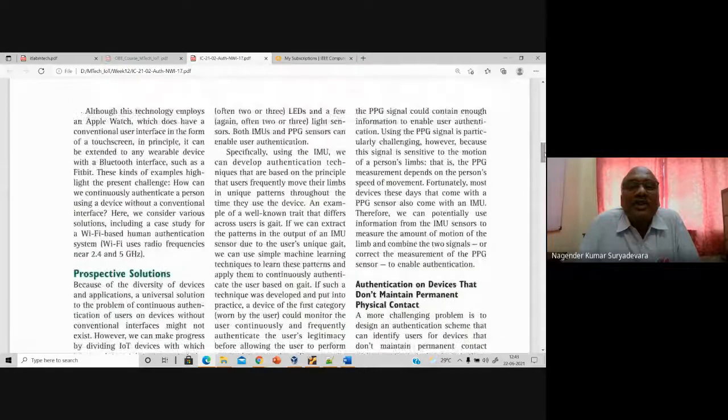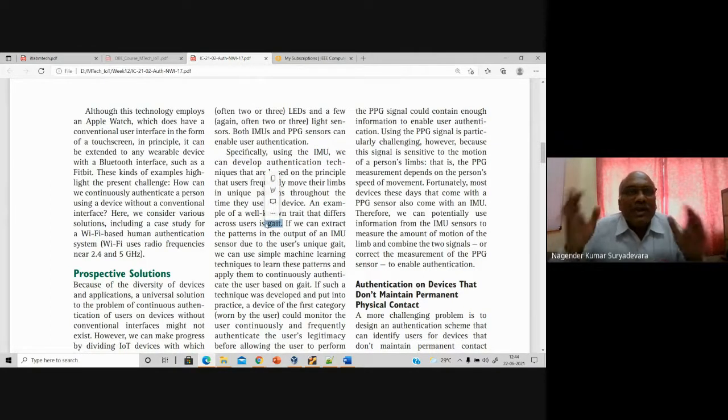So how is it done? Let us see. Specifically, using the IMU, we can develop authentication. That's what the author says: using the inertial measurement unit, that is, your accelerometers and gyroscopes, with techniques based on the principle that users frequently move their limbs. Whenever you move your limbs, you automatically get unique patterns. Please remember, this is already scientifically proven, so you need not worry about it. These people use inertial measurement units while you move your limbs to analyze your gait. Gait means your walking style. Whenever you walk, each individual has his own walking style, so each individual can be identified by looking at the walking style.